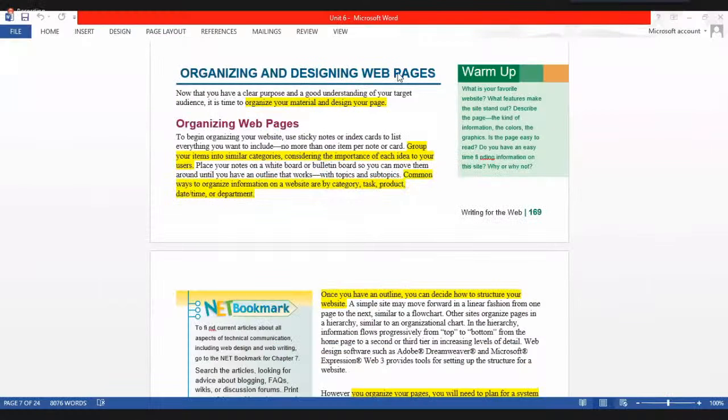Organize the material on the web page, and how can we design the web page that is given here.